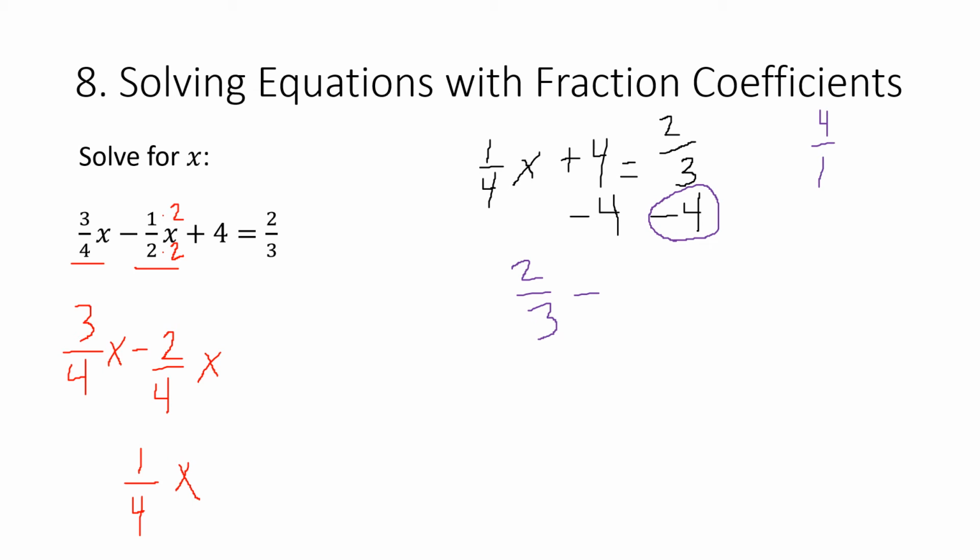4 over 1, and then we're going to multiply both the top and the bottom by 3 in order to get that common denominator. So times 3 at the top and times 3 at the bottom, and that's going to give us 12 over 3. Now you can check this. 12 divided by 3, that equals 4. So that works out. So now we've got 2/3 minus 12/3. And that's going to give us a negative 10/3.